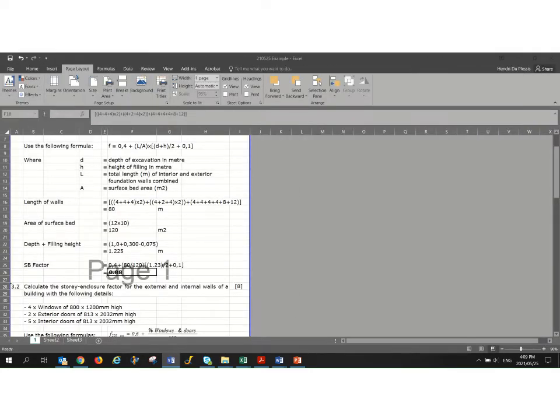Okay, so I'm just going to put this aside and then look again at our length. So the length of our wall, I calculated it as 80 meters, and then the area of our surface bed is basically 10 times 12, which gives us 120 square meters. And then our depth of our filling and height, this is where you have your depth of your excavation plus the depth of your surface bed or your filling above your natural ground level.